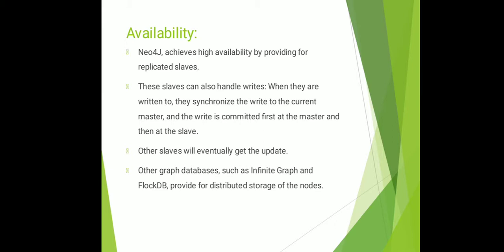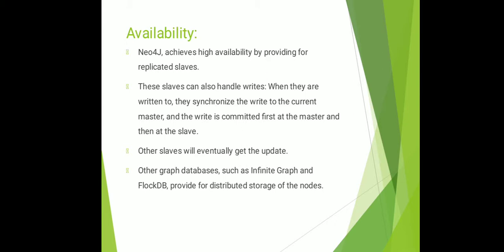Here also it is the master-slave concept, and it makes the data available throughout the network, so whenever a user needs it, they can get their updated data at any time. Let's see how it has been provided. Neo4j achieves high availability by providing the data to the replicated slaves.